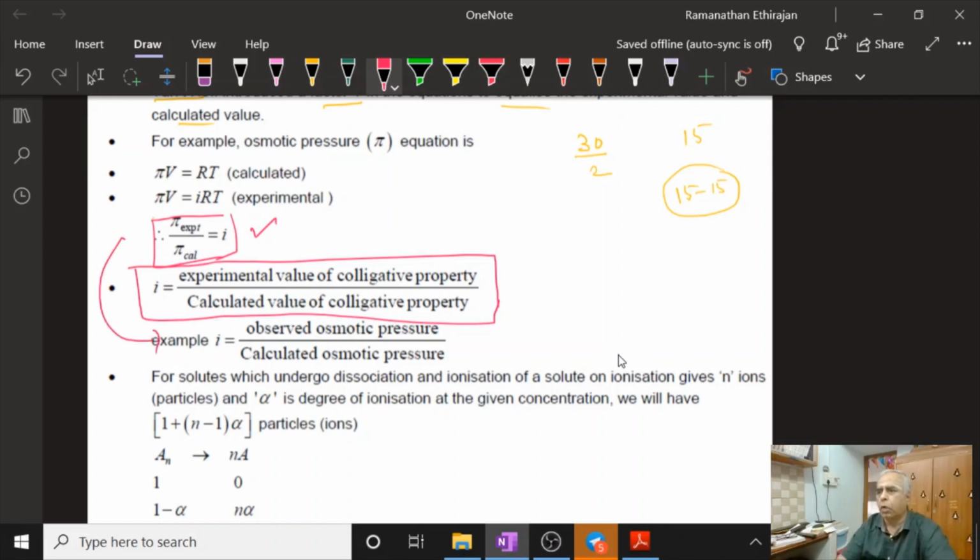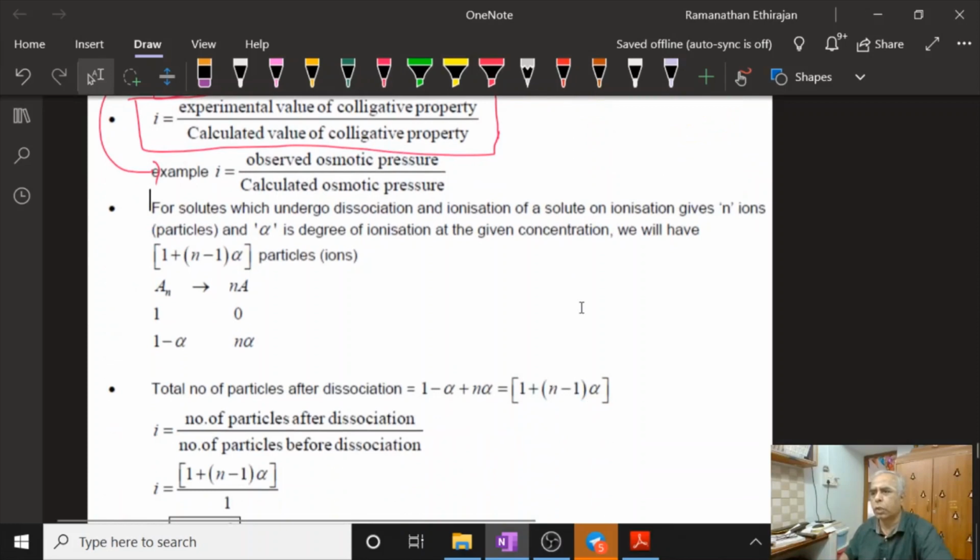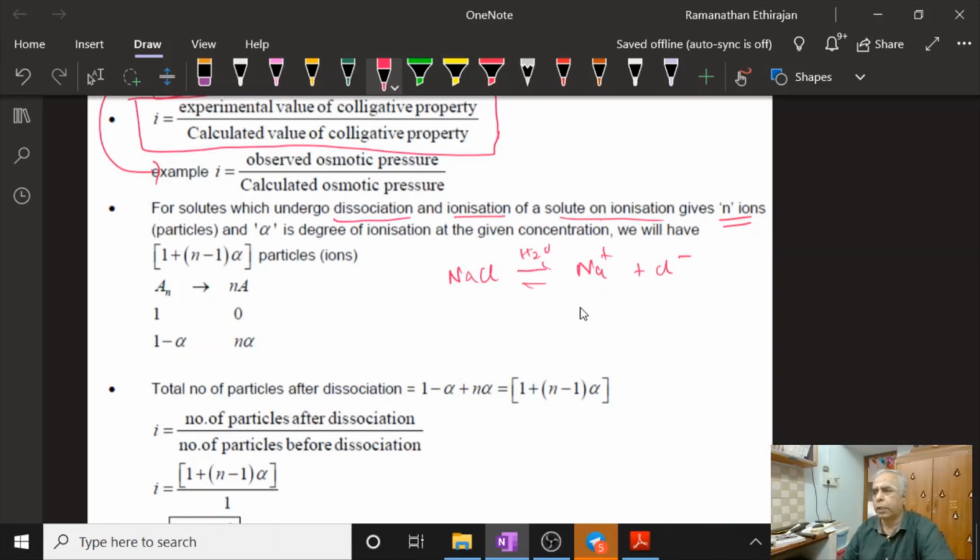Now, for solutes, listen to me. For solutes, how is it calculated? For solutes that undergo dissociation or ionization, for instance NaCl, it gets immediately ionized, being a strong electrolyte, in the presence of water to become Na+ and Cl−. So there is an ionization or dissociation. On such ionization, the solute gives n number of ions. So n number of particles. Instead of appearing as one, it appears as two. For example, BaCl2 appears as three.